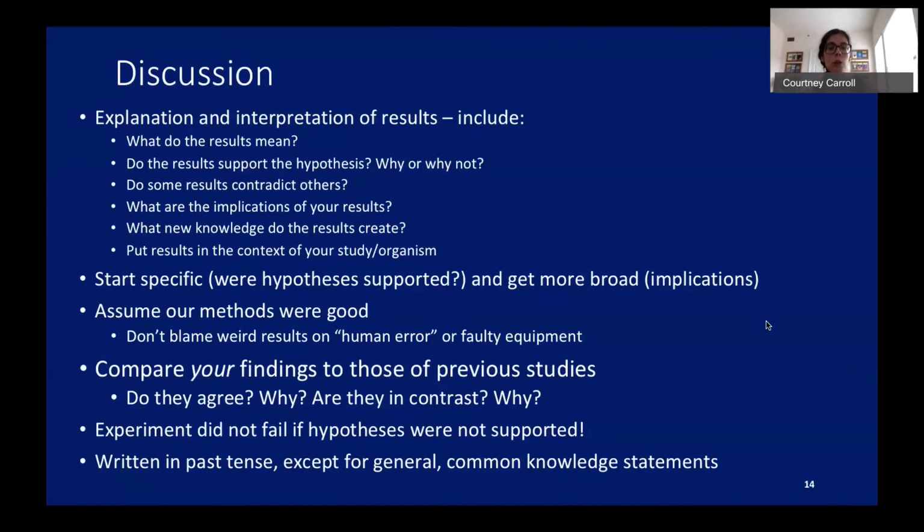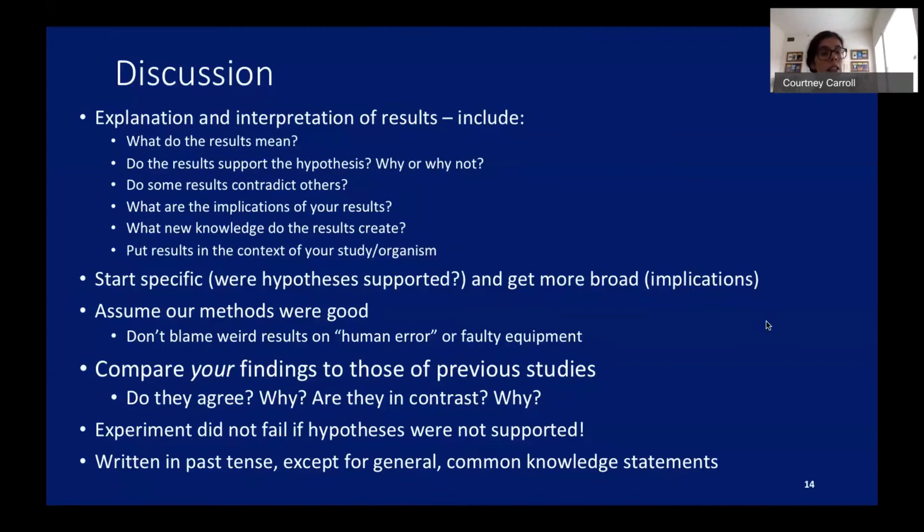You assume your methods are good. So when we talk about whether your results are contradictory or about implications, you don't say anything about human error or the machine might not have worked. You assume all of that worked, otherwise you wouldn't be writing this paper, okay? You want to compare your findings to those of previous findings. Do they agree? Why? Are they in contrast? Why? And again, your experiment didn't fail if your hypothesis was not supported, right? You're still learning things if you find out that you have a null hypothesis.